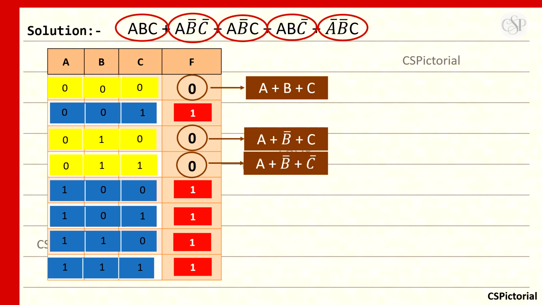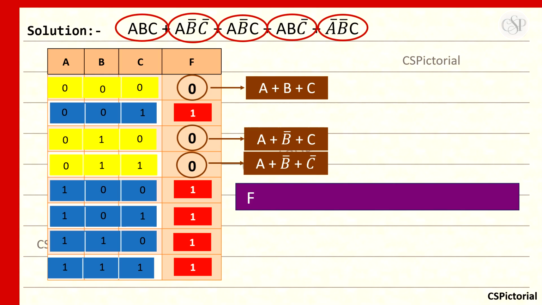Finally, we derive the POS expression by multiplying all the max terms. F equal to A plus B plus C into A plus B bar plus C into A plus B bar plus C bar. Check our previous video for more such conversion problems.